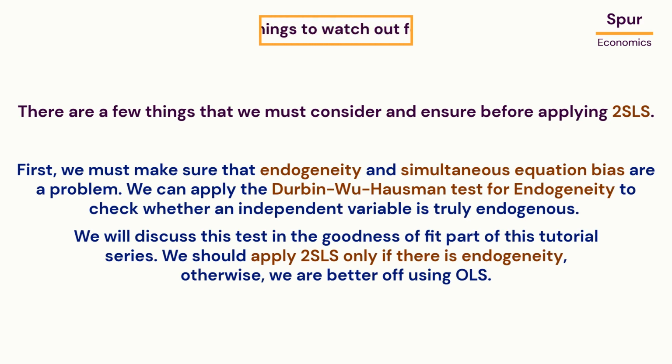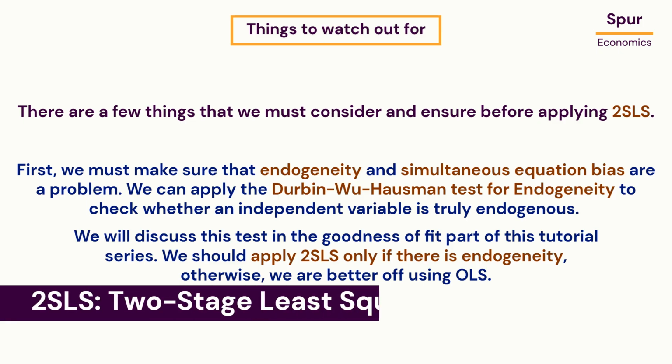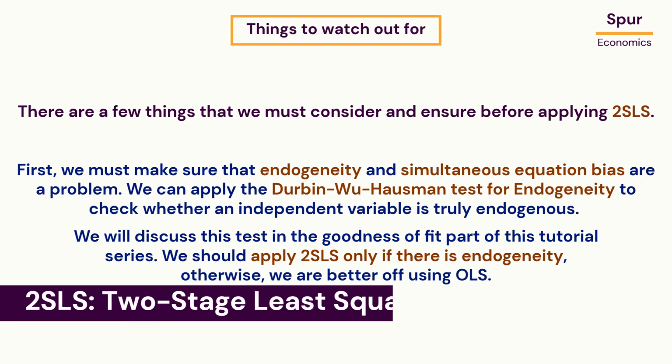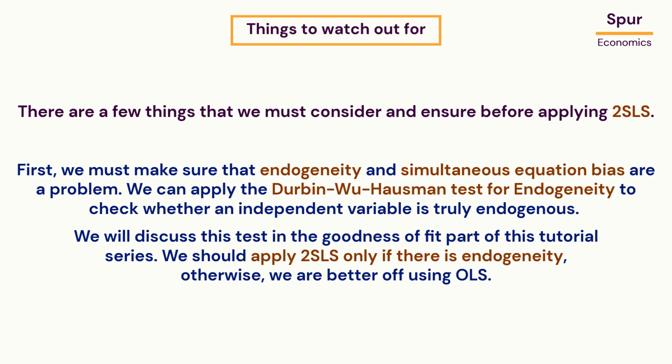There are a few things that we must consider and ensure before applying 2SLS. First, we must make sure that endogeneity and simultaneous equation bias are a problem. We can apply the Durbin-Wu-Hausman test for endogeneity to check whether an independent variable is truly endogenous. We will discuss this test in the goodness of fit part of this tutorial series. We should apply 2SLS only if there is endogeneity, otherwise, we are better off using OLS.